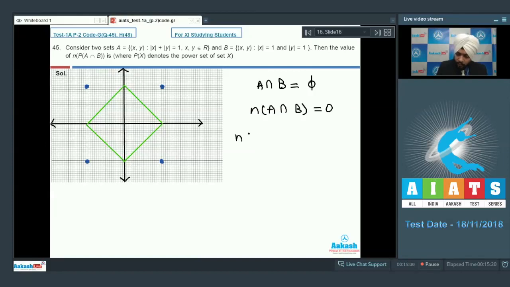And N of power set of A intersection B is 2 raised to power 0, that is 1. 0, 1 is the final answer that you have to fill in the OMR sheet. Okay, let us move forward to question number 46.